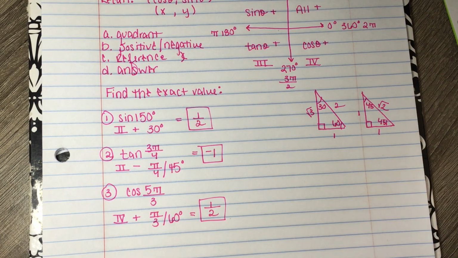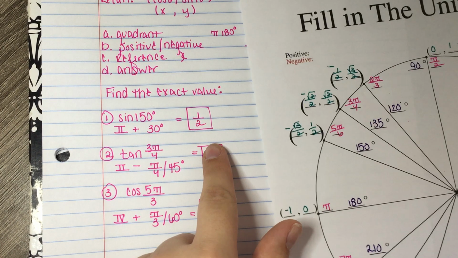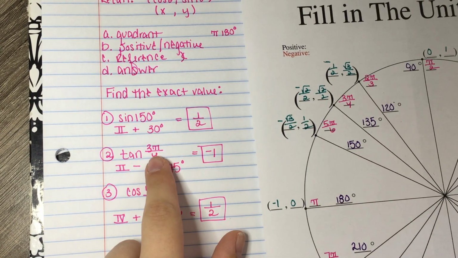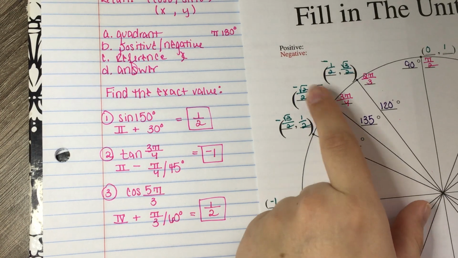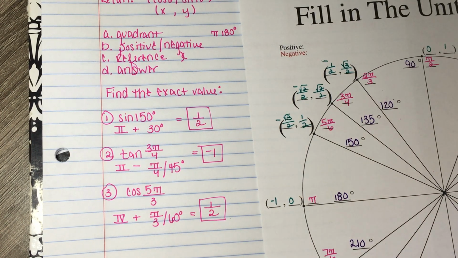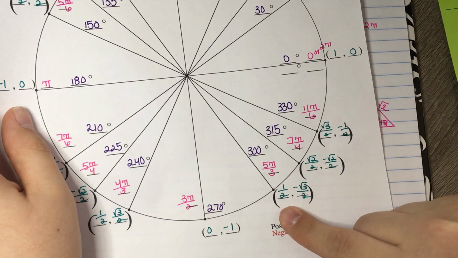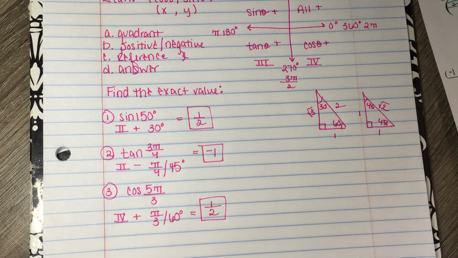And then let's go through and just double check our answers here. Sine at 150 degrees, well, that's our y coordinate. My y coordinate at 150 should be positive 1/2, and it is. Tangent of 3 pi over 4, when I do y over x, I should get -1, and I do. Cosine's my x coordinate, so at 5 pi over 3, my x coordinate better be this answer, and there's my x coordinate, positive 1/2, and all of our answers look good.